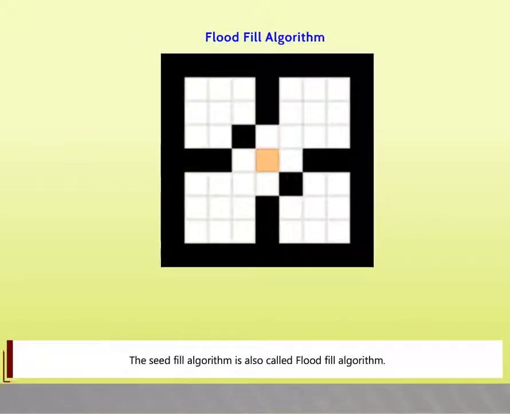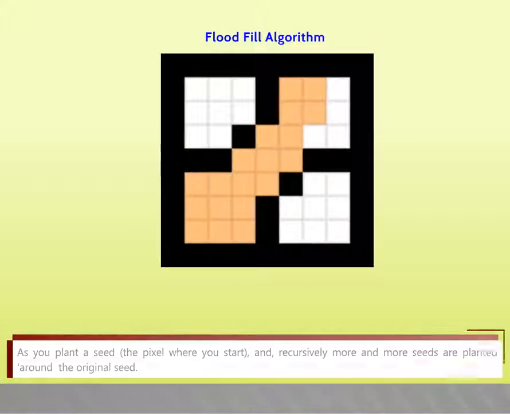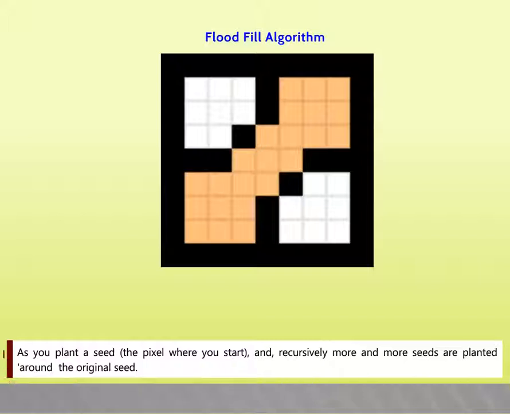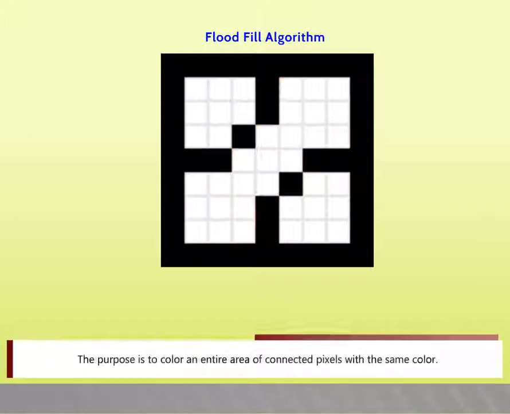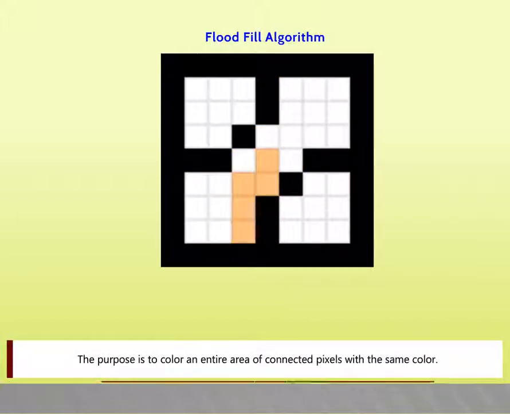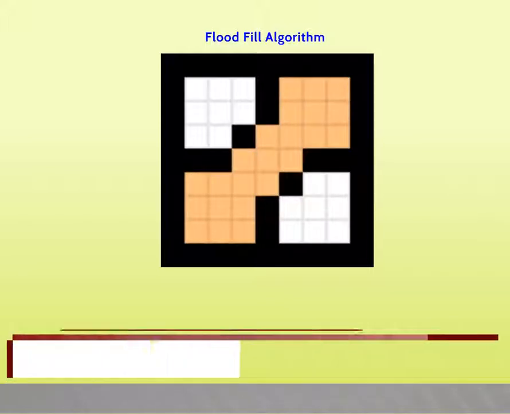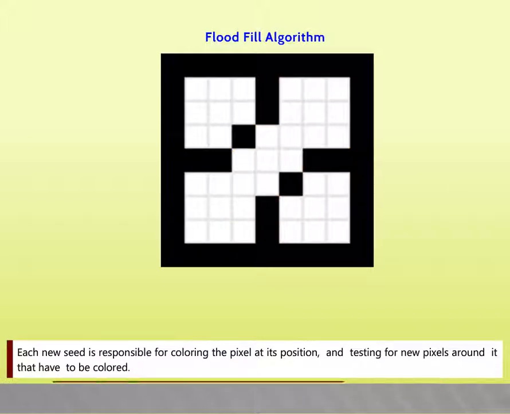The seed fill algorithm is also called flood fill algorithm. As you plant a seed, the pixel where you start, and recursively more and more seeds are planted around the original seed. The purpose is to color an entire area of connected pixels with the same color. Each new seed is responsible for coloring the pixel at its position and testing for new pixels around it that have to be colored.